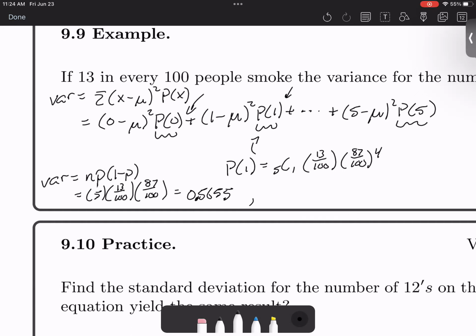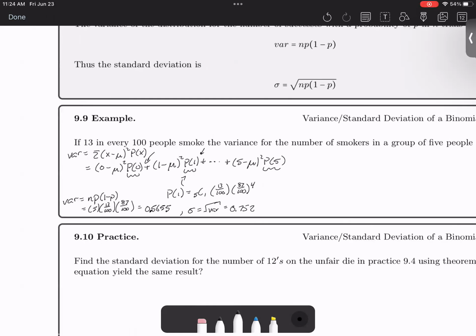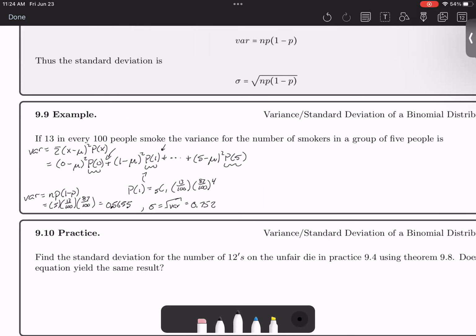All right, if that's my variance, then my standard deviation, this is where I messed up. The standard deviation is the square root of the variance. So if I square root my variance, 0.5655, I get that 0.752 number. But remember, you can only use this shortcut if you know that you're dealing with a binomial distribution.